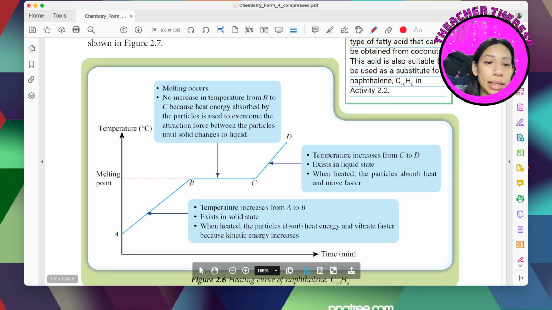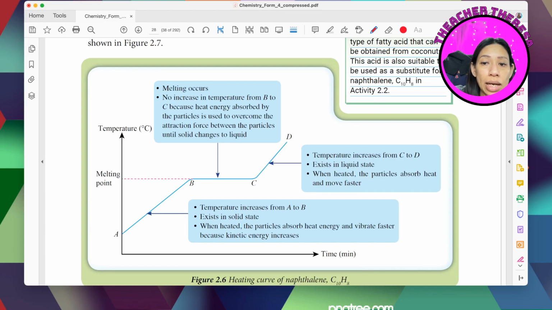You will get the shape where the graph goes up, the temperature increases, then after some time the temperature becomes constant, then it increases. This is a very important point to remember: why does the temperature remain constant for one period of time? This is because when the matter is changing from solid to liquid, there are two states, liquid and solid.